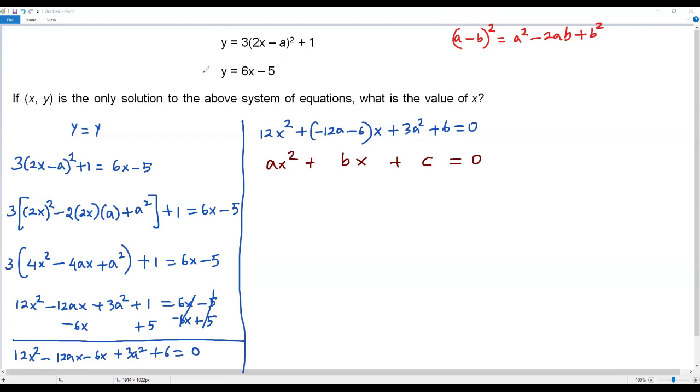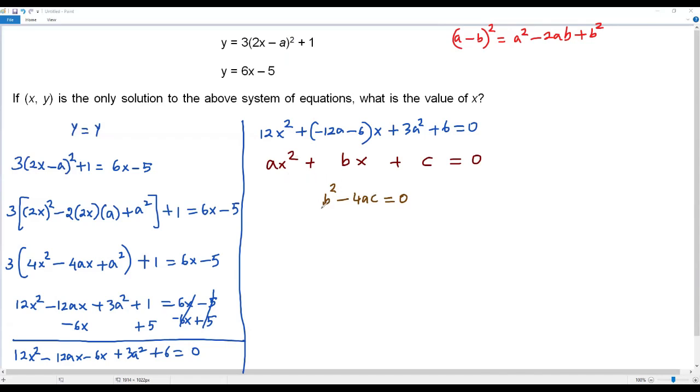So here the question clearly says the given system has only one solution, that is (x, y). Since the given system has only one solution, even if I solve this quadratic equation for x, I'll be getting only one value for x. If a quadratic equation has only one solution, then the value of the discriminant b² − 4ac must be equal to 0. Usually when I solve a quadratic equation, I'll have two solutions because the degree of a quadratic equation is 2. But here the given system has only one solution, so this quadratic equation also will have only one value for x. So the value of the discriminant b² − 4ac is 0.